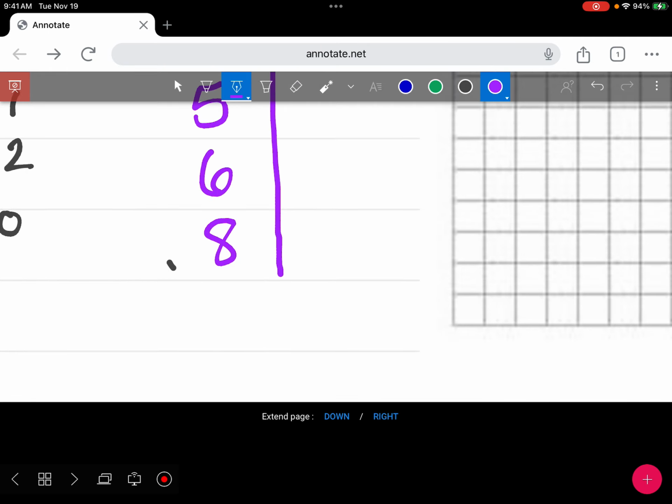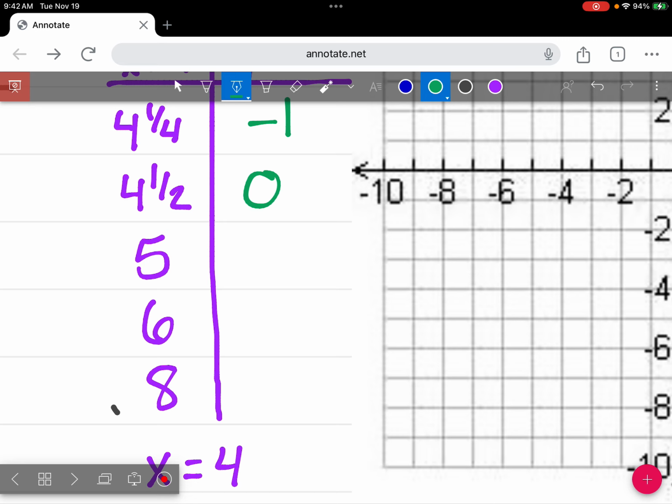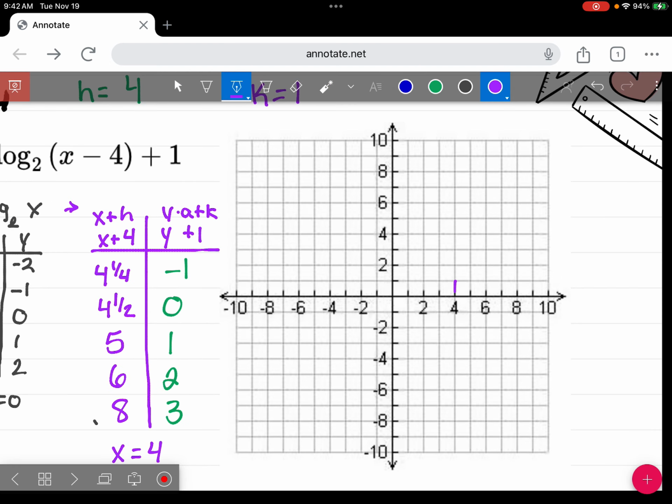And then also, since our asymptote down here was x equals 0, we need to add 4 to that. So my asymptote is actually going to be at x equals 4. Since it's an x, it also gets the h added to it. My y's, we need to add 1 to. So -2 plus 1, -1. -1 plus 1, we get 0. 0 plus 1 is 1, and then 2, and then 3. So we're going to have our asymptote at x equals 4.